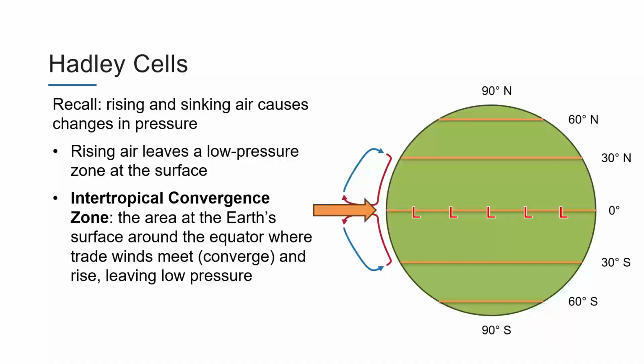The low pressure zone around the Earth's equator is called the intertropical convergence zone. It's intertropical because it's found in the tropics, which is the area between 23.5 degrees north and 23.5 degrees south. And the zone is convergent because the trade winds on either side are meeting. They are converging.